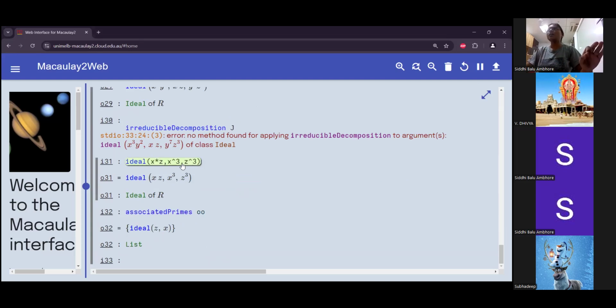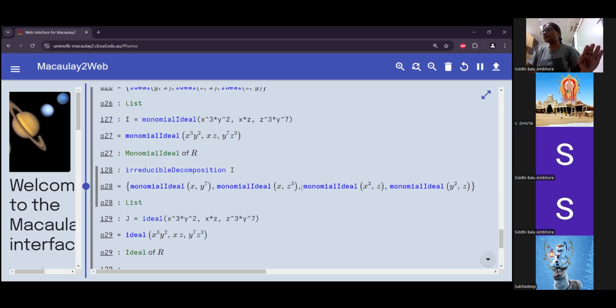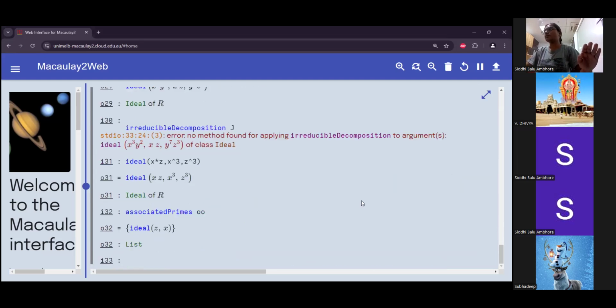So this is a primary ideal. But this is not an irreducible ideal, because I can write it as an intersection of these two ideals, (x, z cube) and (x cube, z). Let me just write it. Intersect ideal (x, z cube) and ideal (z, x cube). Intersect is a command in Macaulay 2 using which you can intersect ideals.